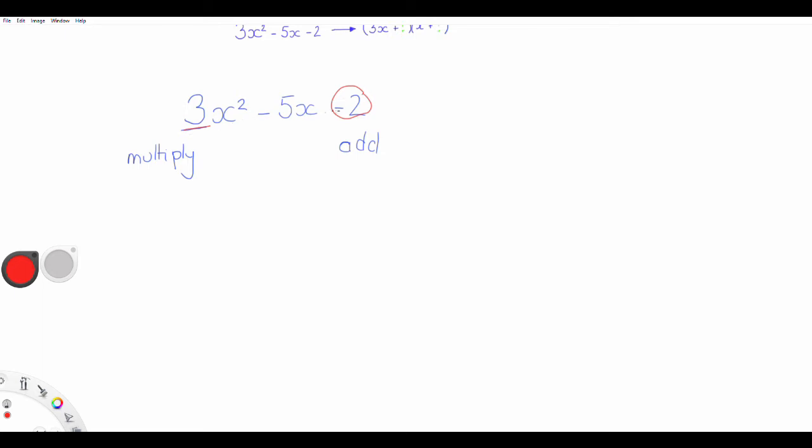So this time, rather than just think about this number, we're going to take the coefficient of the x squared term, 3, and times it by the number of the term without an x. So we're going to say times minus 2, and that's going to give us minus 6. And it's this minus 6 that we're now going to use as the number that we have to multiply together to be able to split that x term. We're still going to be doing the same for the add, so they're going to have to add together to make minus 5. But the difference is which number you're going to use for which to multiply together.